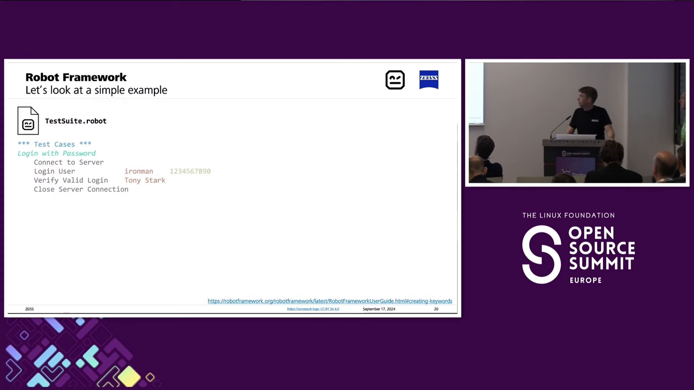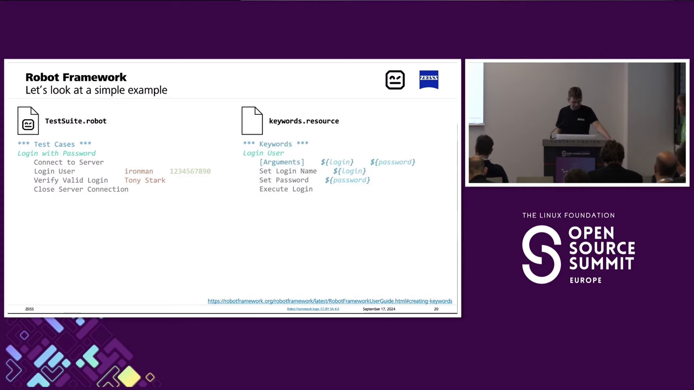Connect to server is a keyword. Login user is a keyword. So this is very readable. But the question remains, how can such a keyword-based test case be executed by software? And for this, we need to step through layers of abstraction.